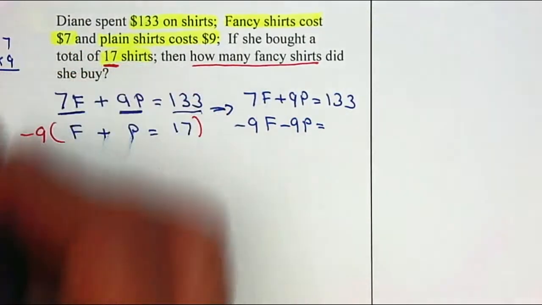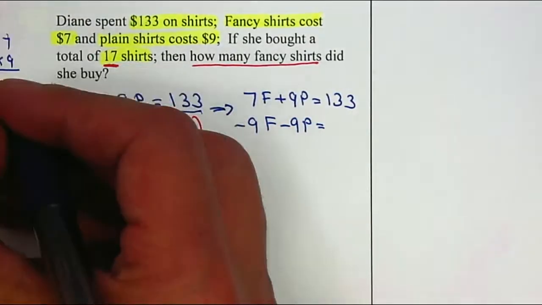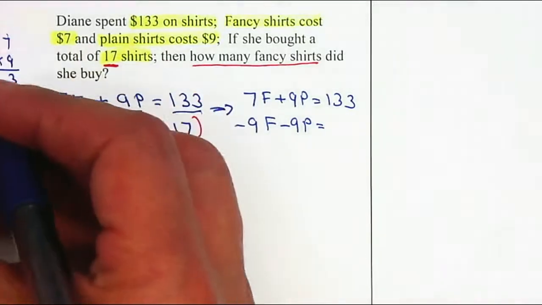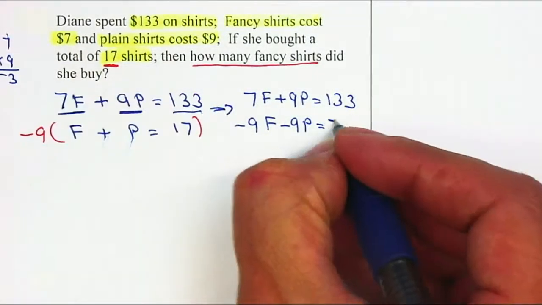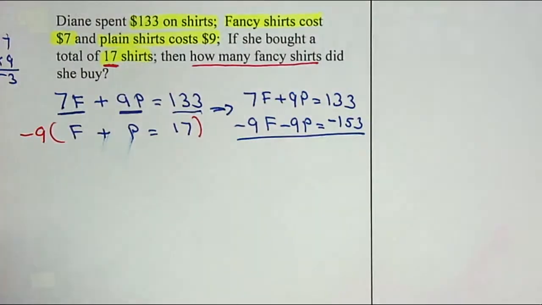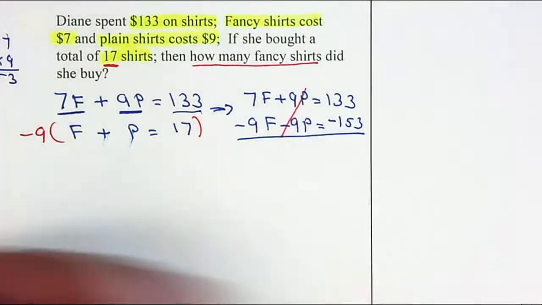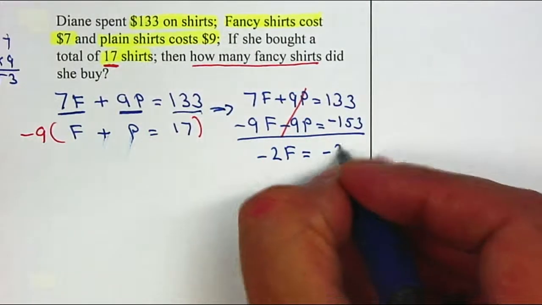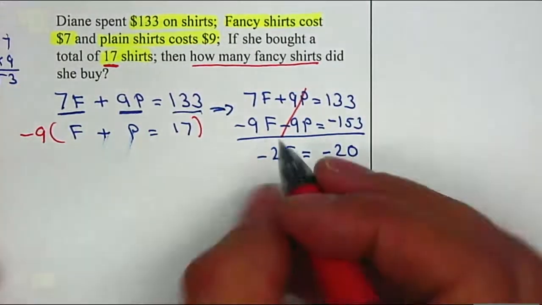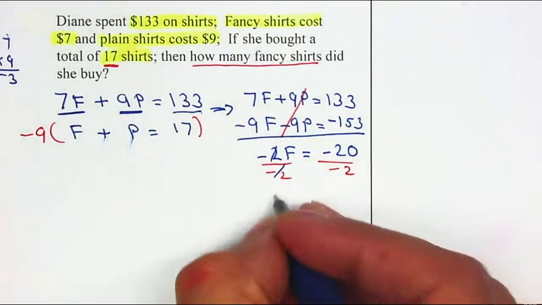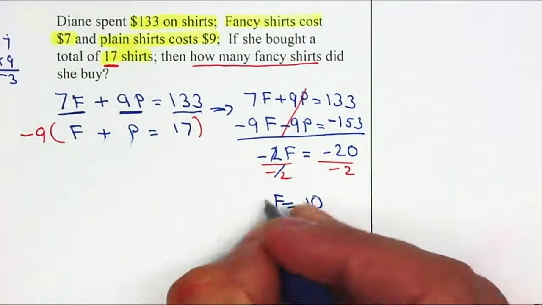Some of you guys can do it in your head very quickly. That'll be 63, carry 6. 9 plus 6 will be 15, so it gives me -153. The P's cancel, and that will give me -2F is equal to -20. We're going to divide by -2. That will cancel, so F is equal to 10.